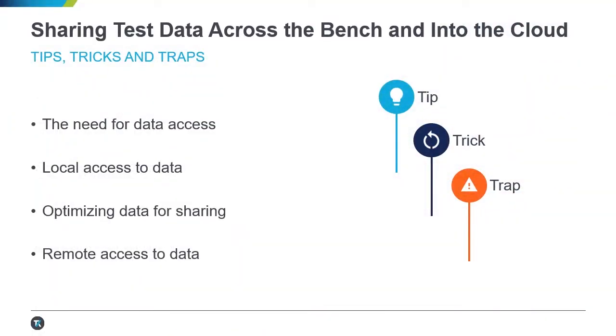Okay, here's our rough agenda for today. We're going to start out with a little bit on the need for data access. I always like to start presentations with a little bit of context around them. Then we'll talk about local access to data, sharing just straight across the bench. We'll talk about optimizing data for sharing, as well as remote access to data. And by my count, I think we have about 4 tips, 5 tricks, and 2 traps that we'll be walking through today if you want to follow along with your own notes at home.